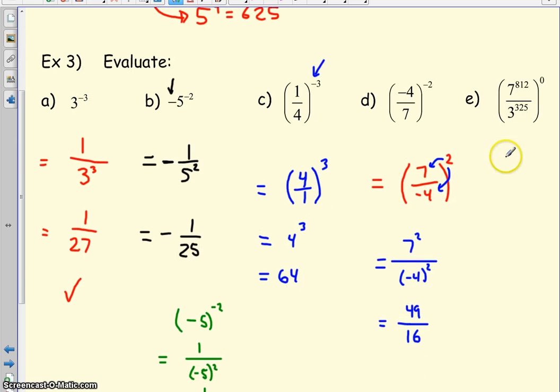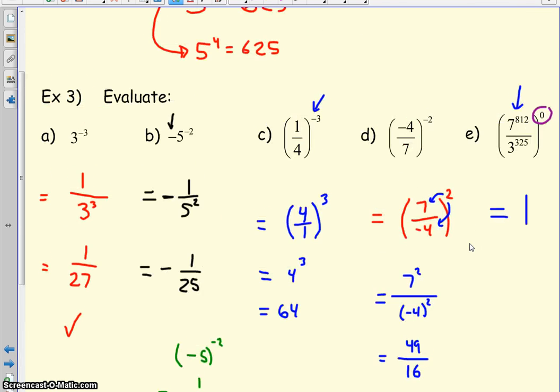Okay, and last but not least, e. You can try plugging this in your calculator, but I'll bet you're going to get some sort of ugly error because the numbers are far too big. What you need to watch out for here is you see how the exponent is 0. And remember that anything to the exponent 0 is equal to 1. So this whole thing, as ugly as it is, is just equal to 1.